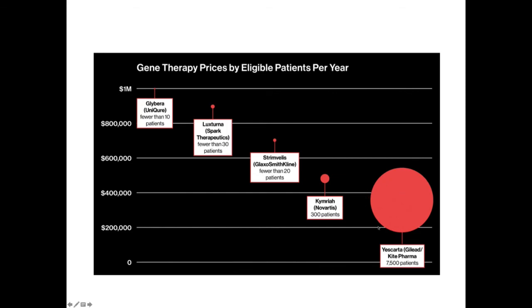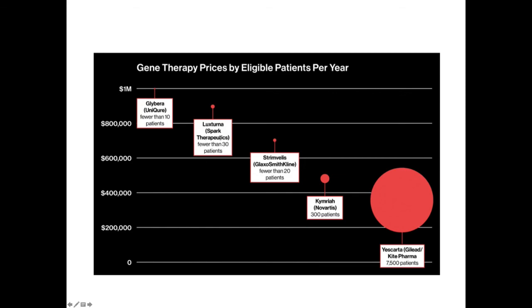This company is developing a gene therapy for a particular disease. It's thought that probably about 7,500 patients will be eligible per year, but it's going to cost about $300,000 for treatment. And for this Novartis treatment, maybe 300 patients per year will be eligible, and that's going to cost about $500,000.